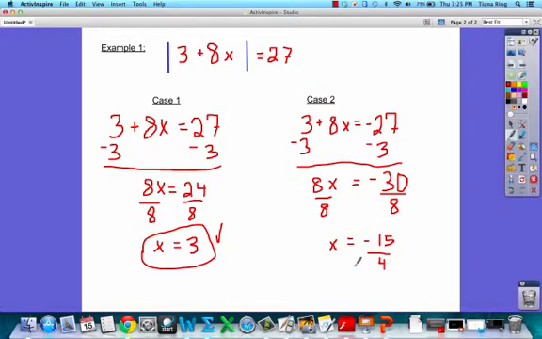Okay, and again, you can check your answer. It's not going to look as pretty as this one, but if we plug in negative 15 over 4, you'd want to take the 8 and divide it by 4 first to get 2. 2 times negative 15 is negative 30. Negative 30 plus this 3 would make a negative 27 inside the absolute value. And again, the absolute value of a negative will equal a positive, which would be positive 27. So that's a way to check that answer as well.